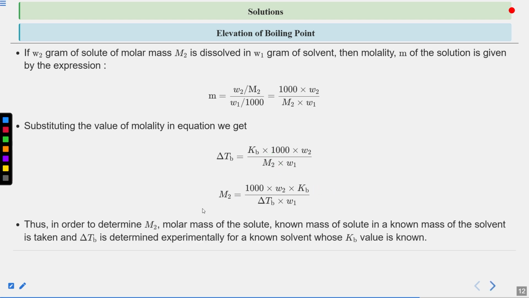So remember students, if you want to determine the molecular mass of the solute, you must have the change in boiling point, the Kb value, and the weight of the solvent and the solute as well.